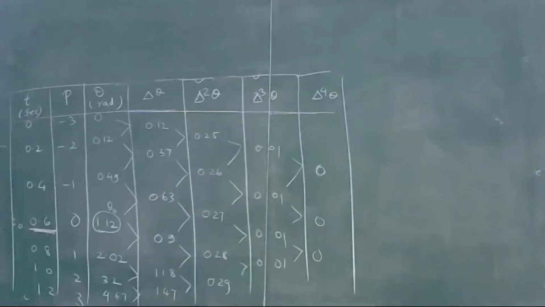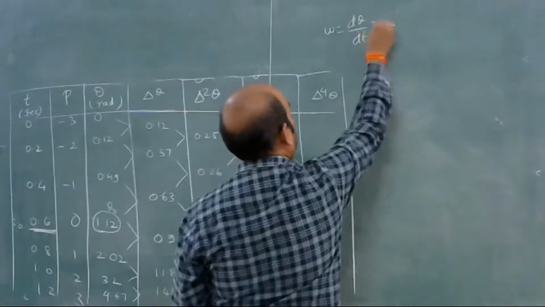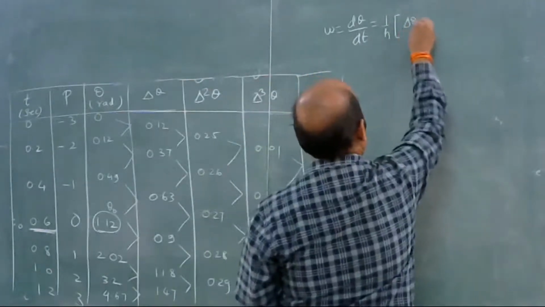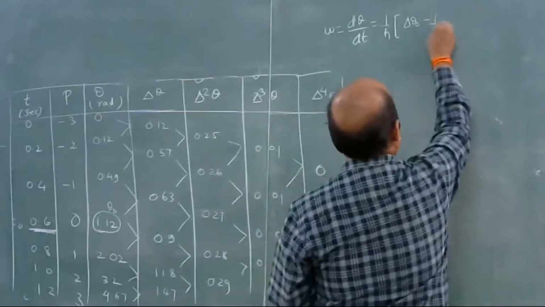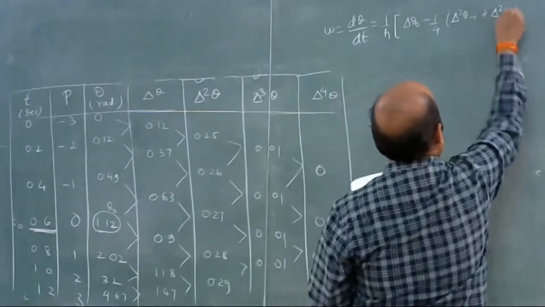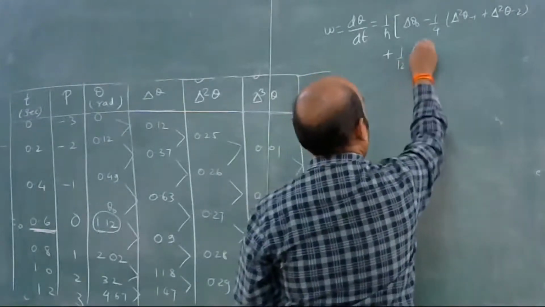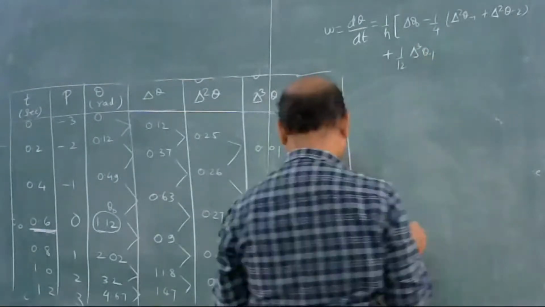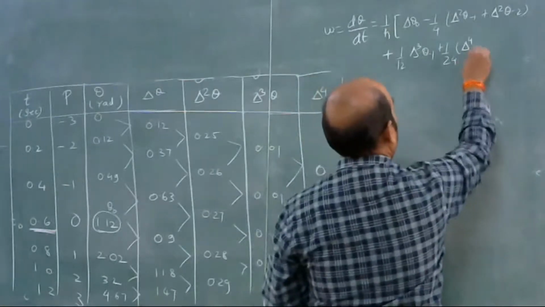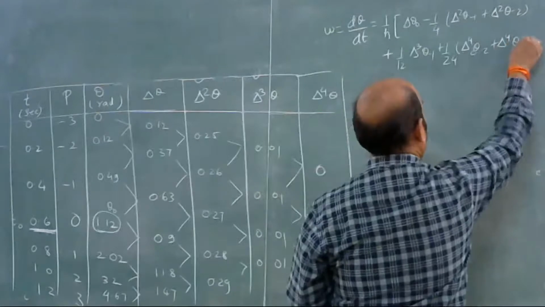So we have to find the angular velocity. Omega is equal to d theta by dt. So d theta by dt is 1 upon h [del theta naught minus 1 upon 4 (del square theta minus 1 plus del square theta minus 2) plus 1 upon 12 del cube theta minus 1 plus 1 upon 24 (del to the power 4 theta minus 2 plus del to the power 4 theta minus 1)].